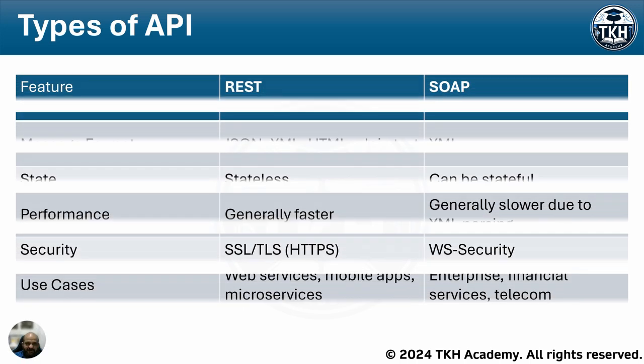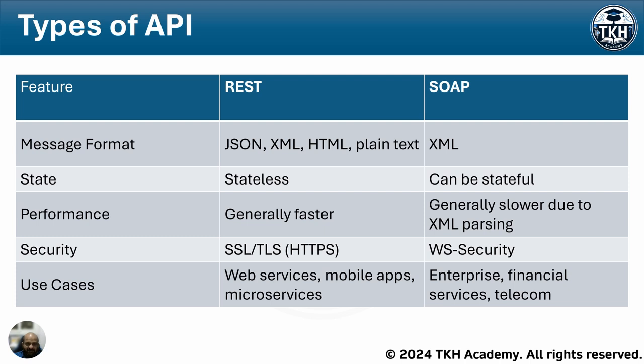Through some key differences between the two, right? So the first difference is the message format. Normally, when you work with REST APIs, you will be interacting with JSON, XML, HTML, plain text. But in case of SOAP, it will be always XML, right? The next thing is state. In case of REST, it is stateless, and in SOAP, it can be stateful.